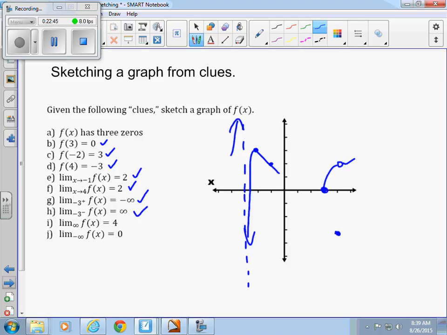So you can see I have some gaps in my graph. So I'll have to go fill those in at the end at some point, maybe. The limit as x approaches infinity is 4. What is that? Good, I like that. Horizontal asymptote at 4.